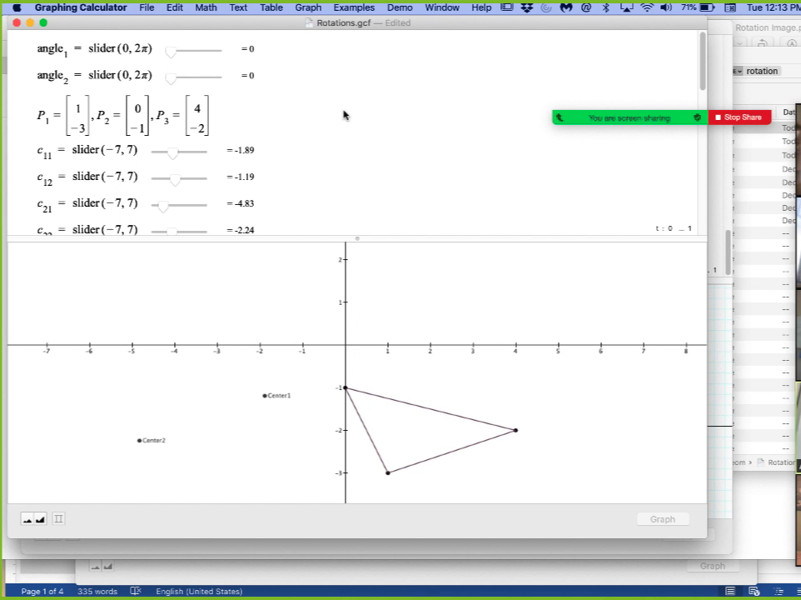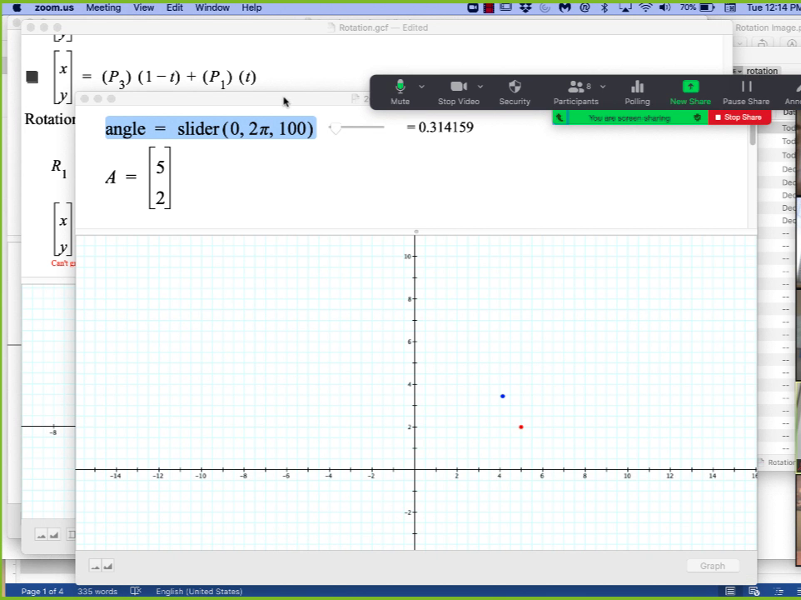So let's see if we can come up with a file that, instead of picking three vertices of a triangle, you just pick one point, right? Just pick one point, and it could be anything. And then we'd have some angle, and that point would then rotate around the origin. Here is such a file.